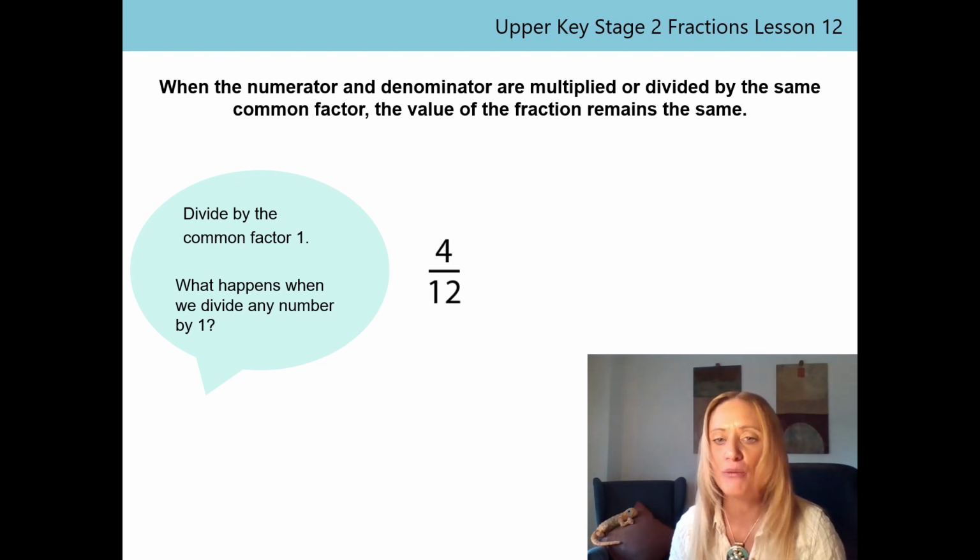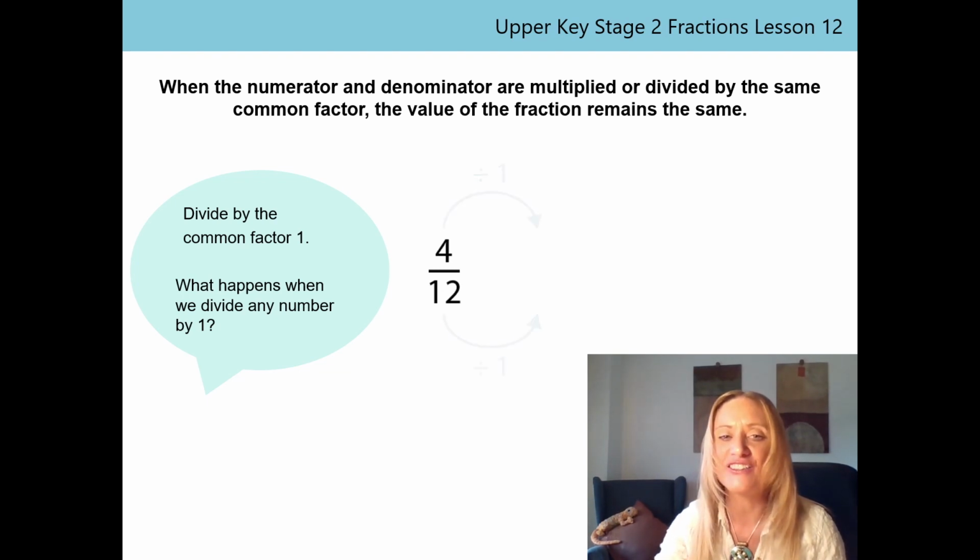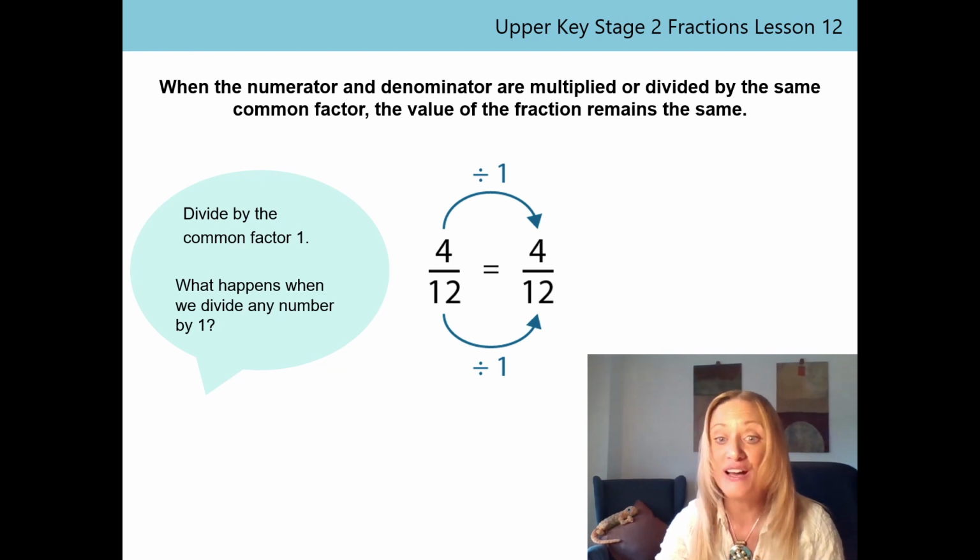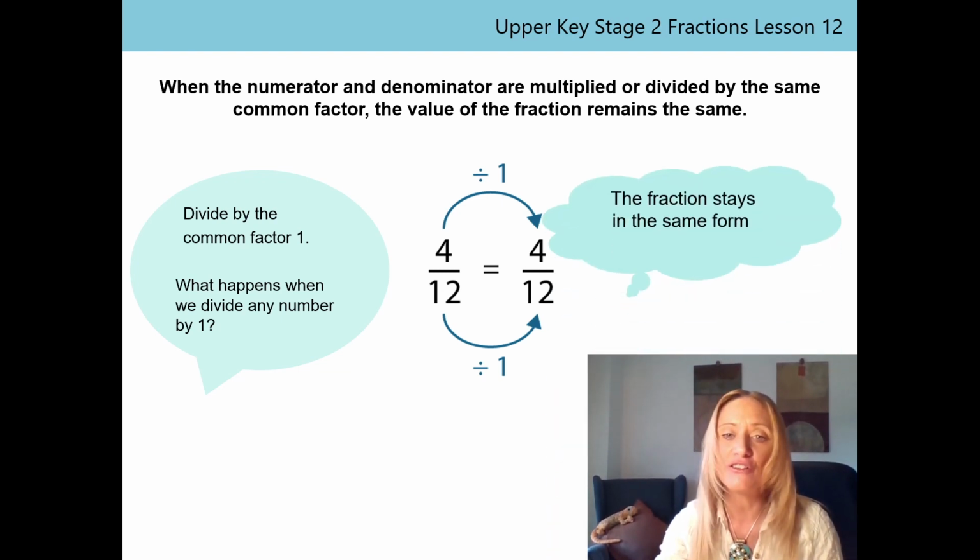So let's divide by the common factor 1 and have a little think what happens when we divide any number by 1. So pause me and divide the numerator and denominator by 1 and tell me which equivalent fraction you get. How did you get on? What did you get? Did you find that this was equivalent to 4/12? It's in the same form, isn't it? So we can say that the fraction stays in the same form when we divide it by 1.